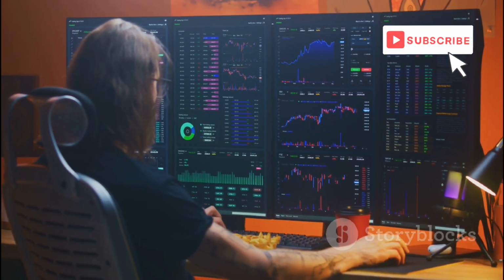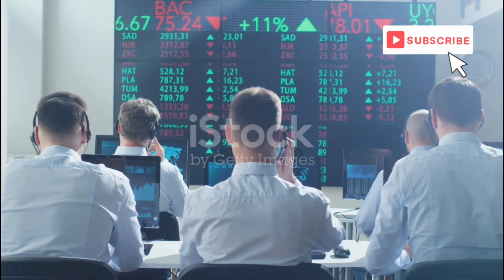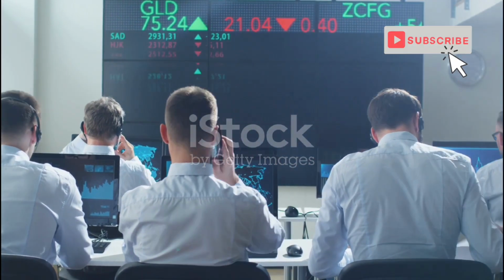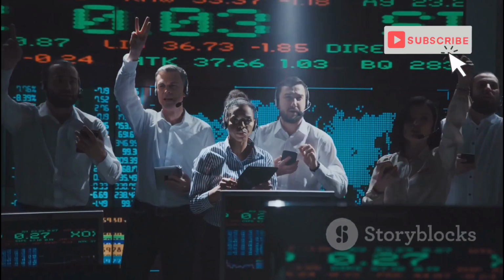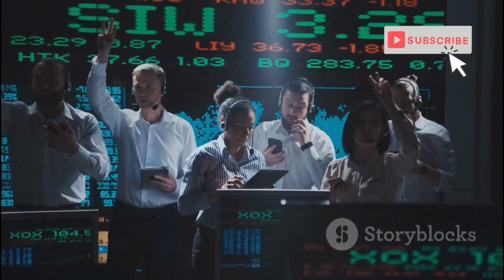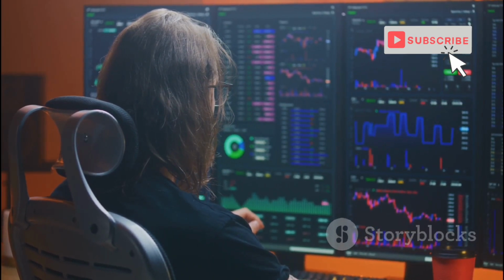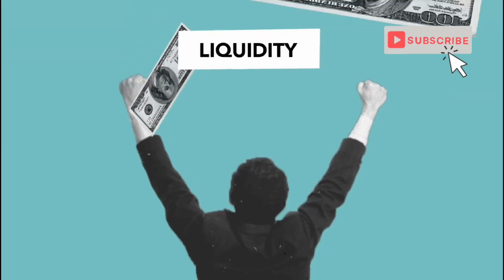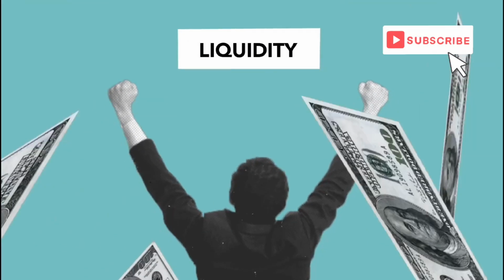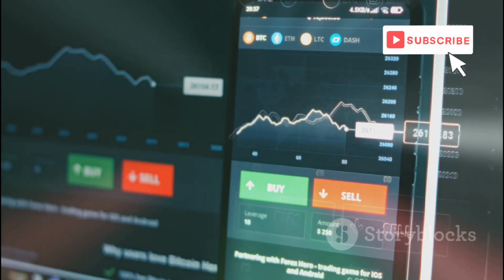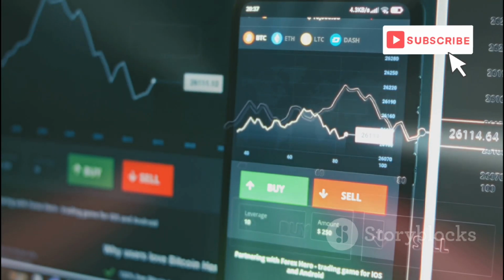Section 9. Tips for successful intraday trading. Intraday trading, as the name suggests, involves buying and selling securities within the same trading day. It's a fast-paced and potentially lucrative endeavor, but it also carries a higher degree of risk. Here are some tips for successful intraday trading. Choose liquid stocks. Liquidity refers to how easily a security can be bought or sold without significantly impacting its price. Trading highly liquid stocks ensures you can enter and exit positions quickly without incurring excessive slippage.